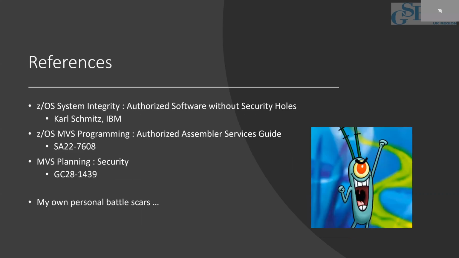Some references. Carl Schmitz, who's now retired, used to do all these talks around various sites in the old days: z/OS System Integrity, Authorized Software Without Security Holes. And there's obviously the various Authorized Assembler Services guide, and then there's the MVS Planning: Security manual as well. And I suppose my biggest help here is my own personal battle scars. I've been writing authorized code for about 35 years now. When I think back to some of my attempts in my 20s, it makes me shudder. But I think I've learned a lot over the years, and that's why I'm trying to share it with you guys.